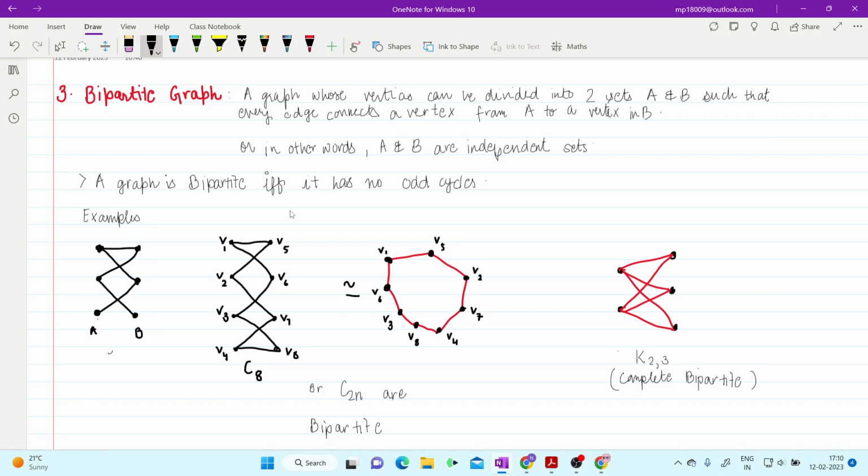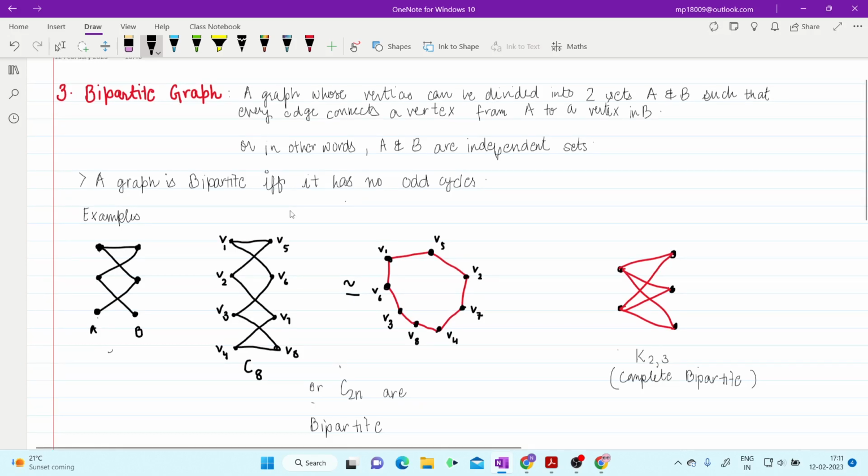Also, any even cycle C2n, where C2n is the cycle graph on 2n vertices, is a bipartite graph. You can directly conclude this from the theorem, or you can give the bipartition, and you see that C2n comes out to be bipartite.